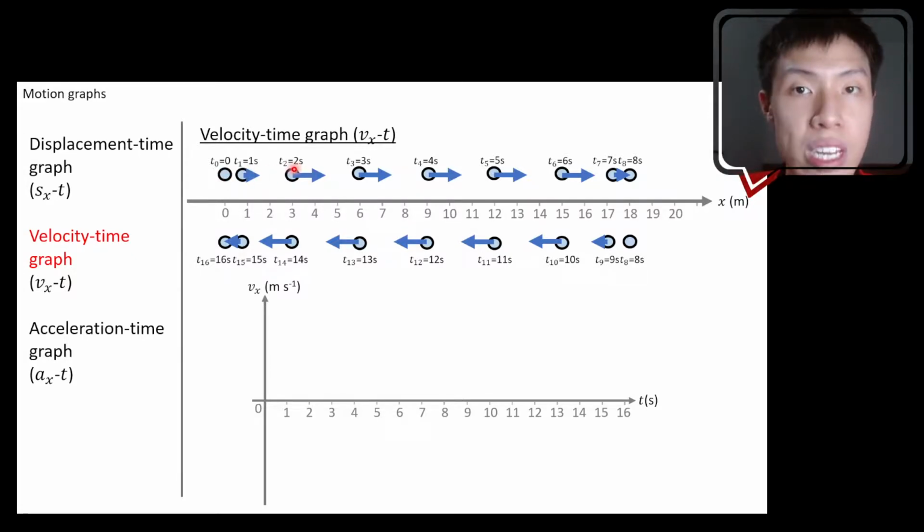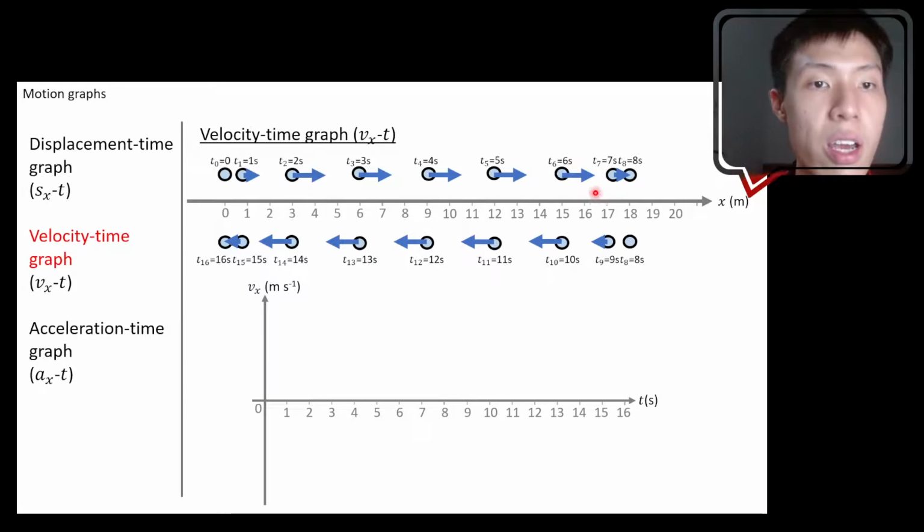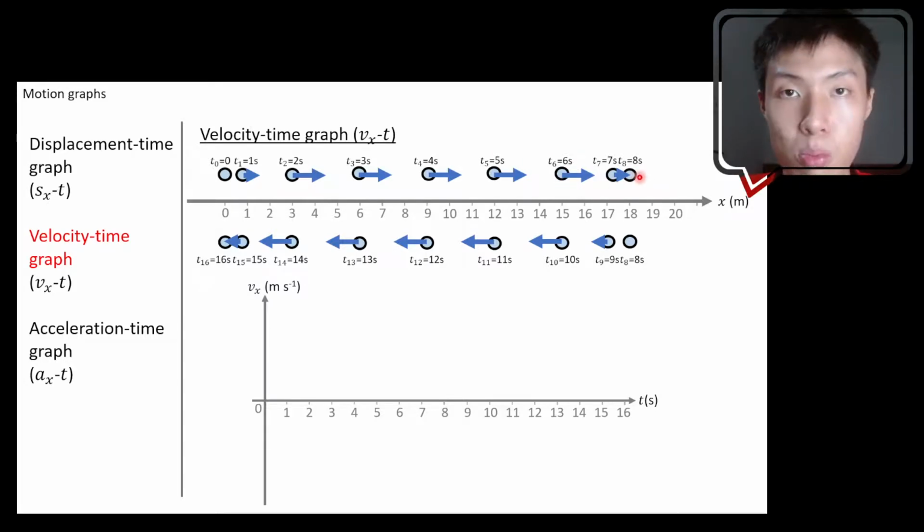So this is a speeding up process. Same length, same length, same length, same length. So this is what we call constant speed, because it's a constant length, meaning a constant magnitude of velocity. Whereas in this part here, the arrow is getting shorter until the arrow disappears. That means it is a slowing down process because the magnitude of velocity decreases.